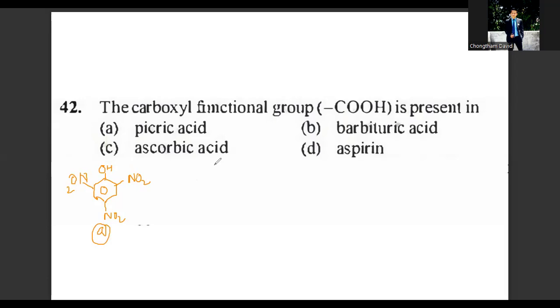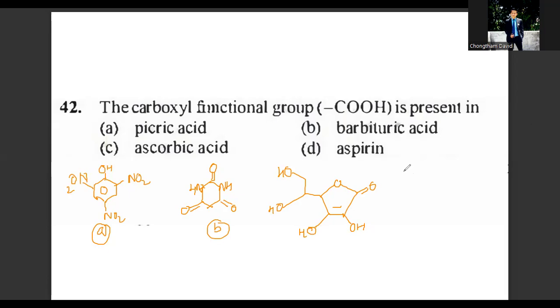And barbituric acid sounds scary, right? It is a heterocyclic ring. This is B. Ascorbic acid, found in vitamin C. You need not remember all this formula, but for your reference, I'm giving you the structure of ascorbic acid, vitamin C. This will be ascorbic acid.